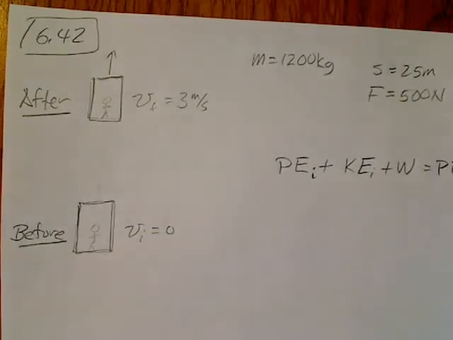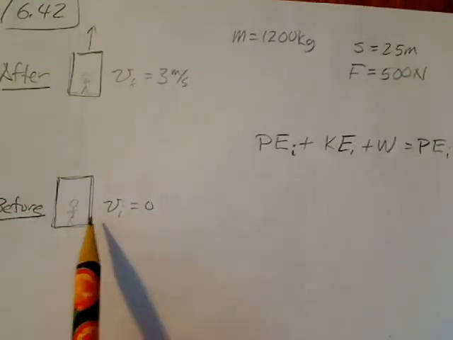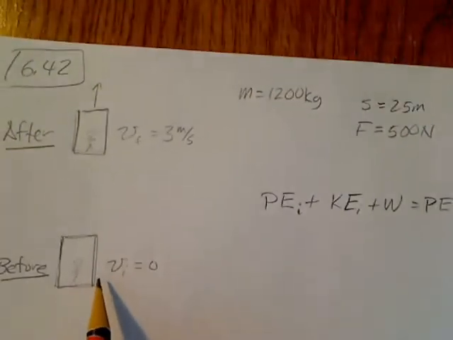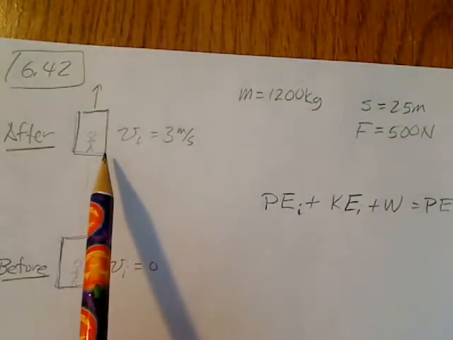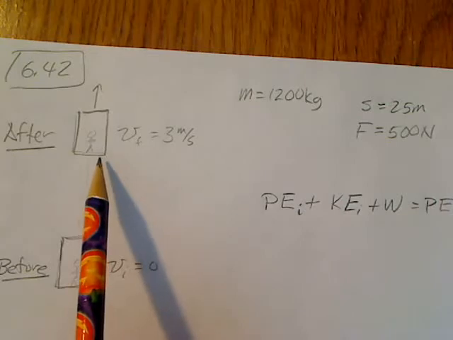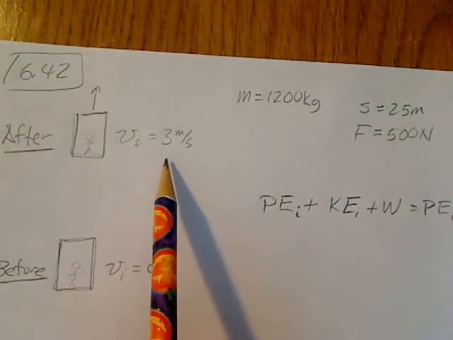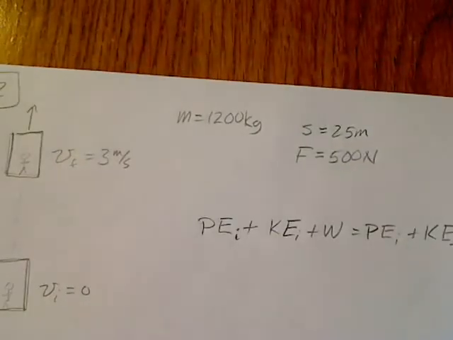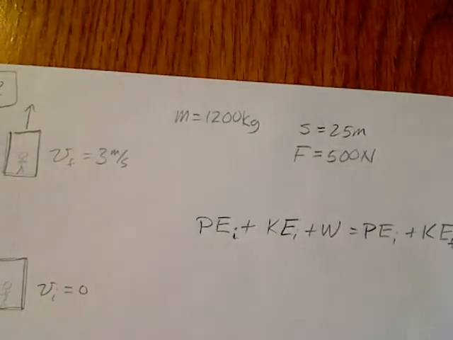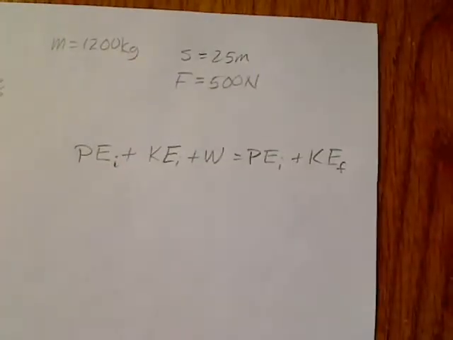In problem 642, you have an elevator that starts from rest and rises to a point 25 meters above the ground, where its velocity is then 3 meters per second. The mass of the elevator is 1,200 kilograms, and again we can start with our conservation of energy equation.